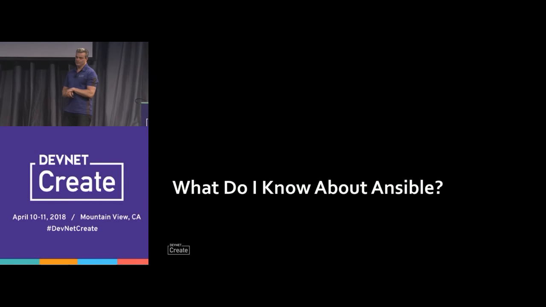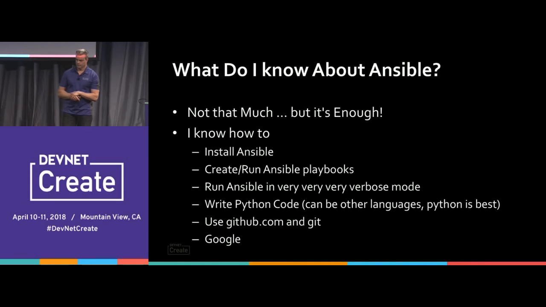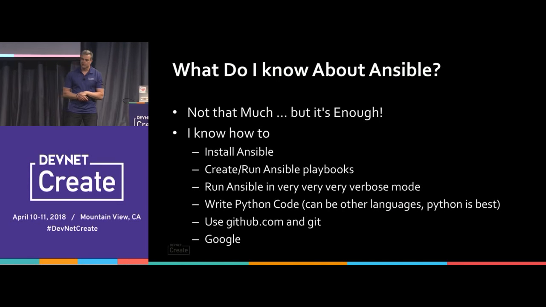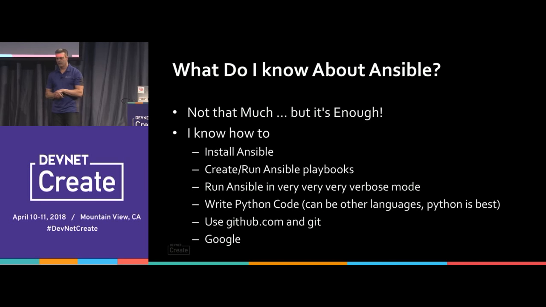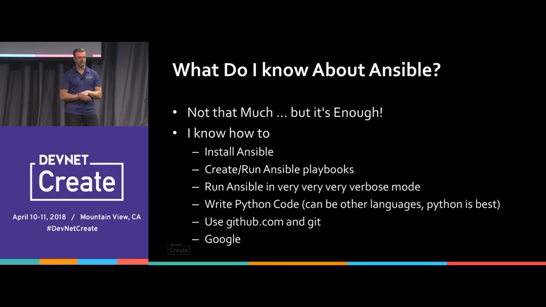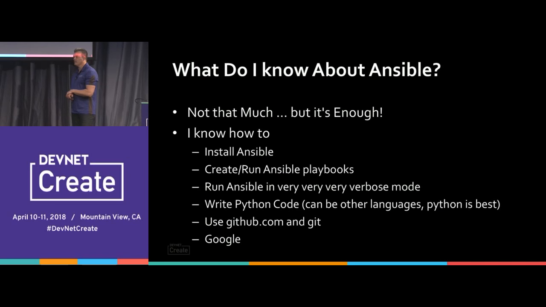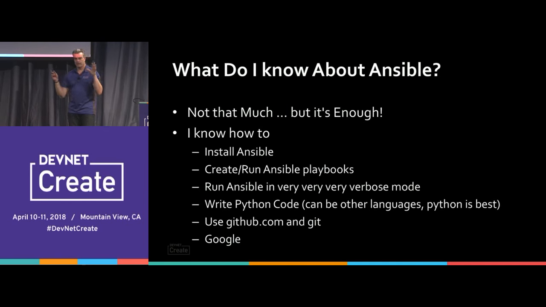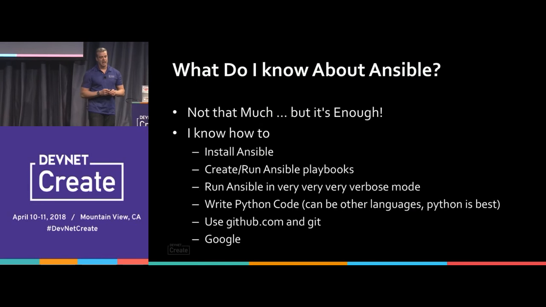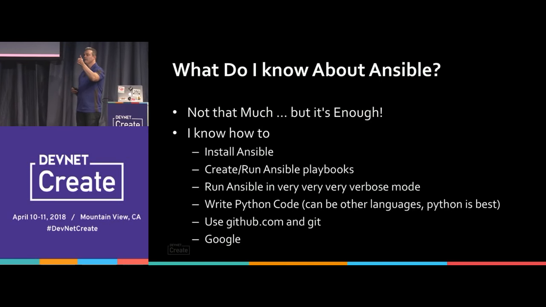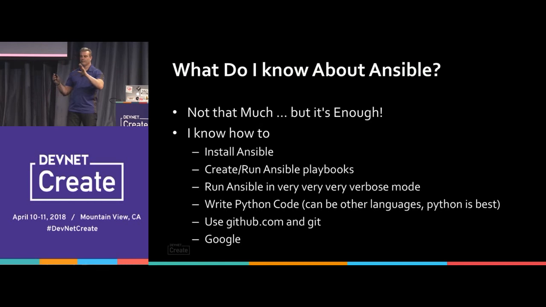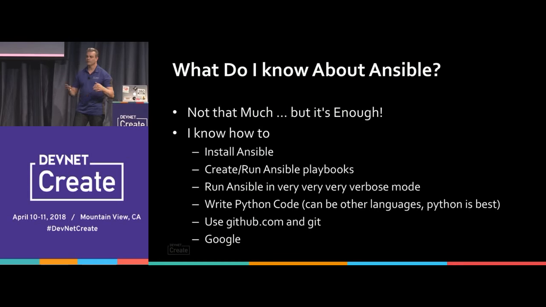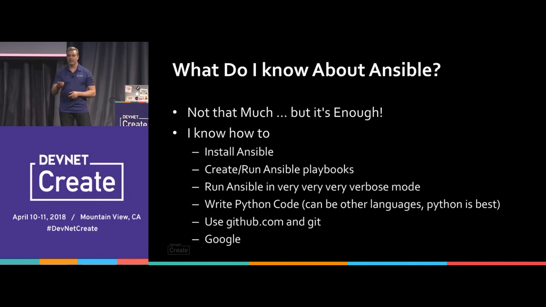So what do I know about Ansible? Not that much, but it's enough. I know how to install Ansible. I know how to create and run Ansible playbooks, and you might think that that's a lot, but that's pretty much basic stuff. I know how to run Ansible in very, very verbose mode, so it will tell me this is where your mistake was, and as critical as your mistake was, it'll tell you a lot of stuff. I know how to write Python code. Now, Ansible can be written in other languages, but when you read the docs, it'll say it's probably not a good idea because there's a lot of facility built around Ansible code that's written in Python, so you might as well just write it in Python. Python is best. That's what they say. That's not what I say. I mean, I do agree, but Python is best.